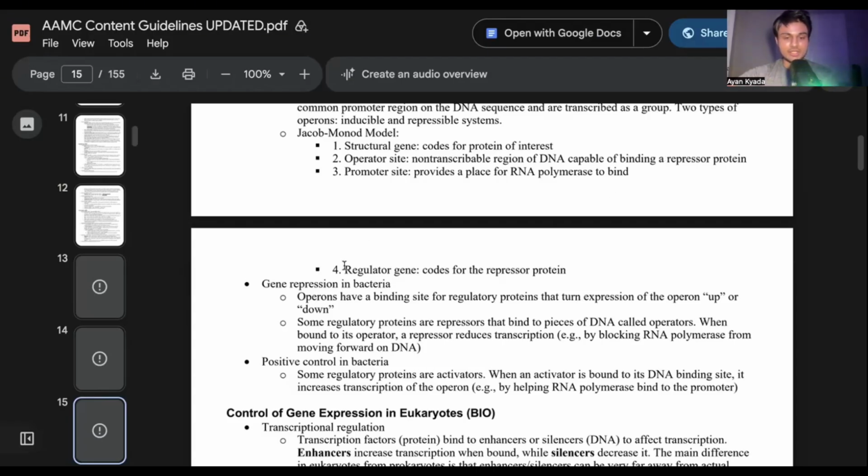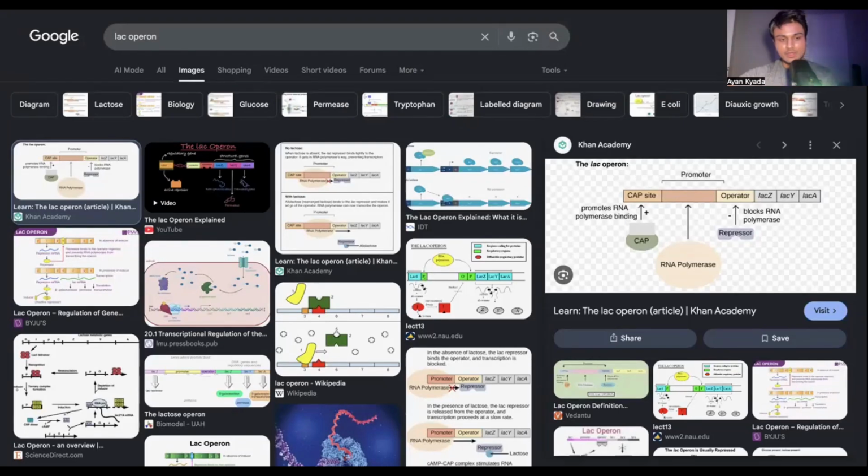And if the repressor protein is bound, the RNA polymerase cannot bind to start transcription. And the regulator gene is what actually codes for the repressor protein that binds to the operator site when it is needed. Now, genes can be selectively either repressed or positively upregulated in bacteria, depending on the conditions. And the most common example, the most high yield thing you're going to see for operons is the lac operon. The lac operon essentially controls the breakdown of lactose depending on the conditions present in the cell.